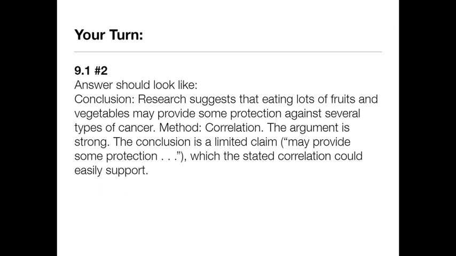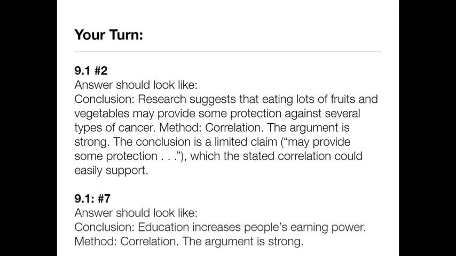So even though Anthony is a counterexample, right, I'm not a teacher to make a lot of money, we do know that there's a correlation between education level and earnings. So this would be another example of correlation. The conclusion is education increases people's earning power. Also seems like a strong argument, even though it's not always cogent.